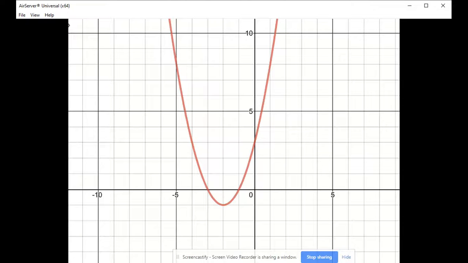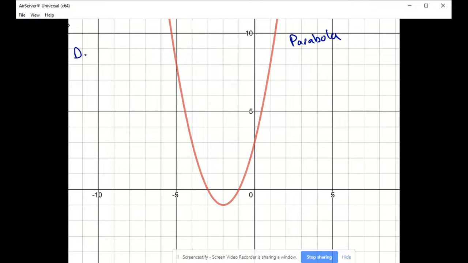Okay, let's take a look at our function, our graph of our function. In this case, we've got a parabola. And we're going to go through the basic characteristics of our parabola. We're going to start with our domain.